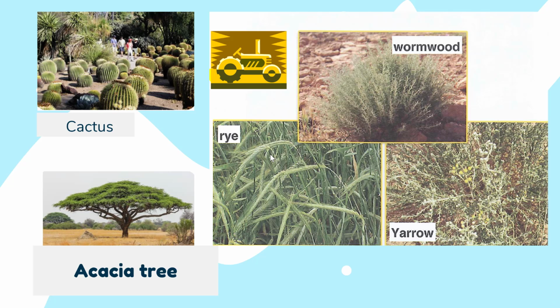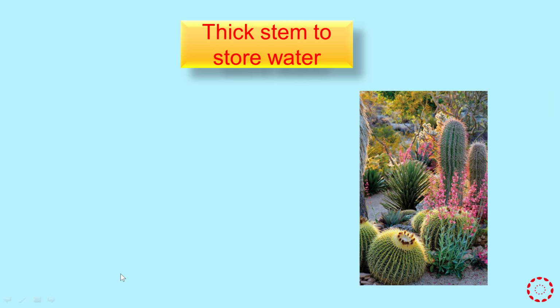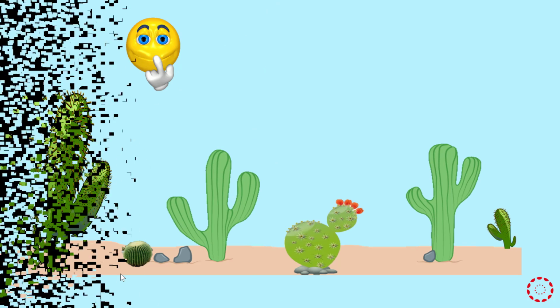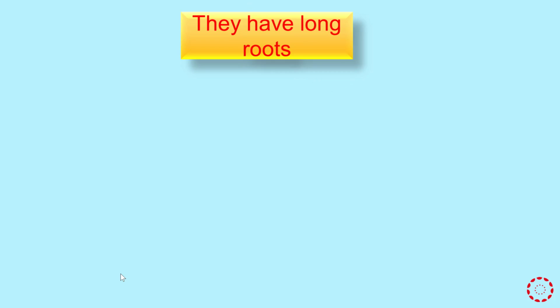Okay, we have some examples of plants in the desert. For example, cactus, acacia tree, rye. Okay, here I'm going to explain for you again. We have a lot of plants in the desert.